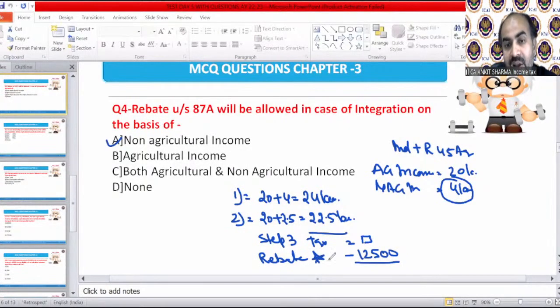Because non-agricultural income is less than 5 lakh in this question. If non-agricultural income is 6 lakh, then we cannot apply the rebate. So we will apply the rebate like this, and whatever amount comes, we will apply 4% cess. I will write down the example of how we need to calculate the rebate in the case of agricultural and non-agricultural income integration. I hope it's clear.